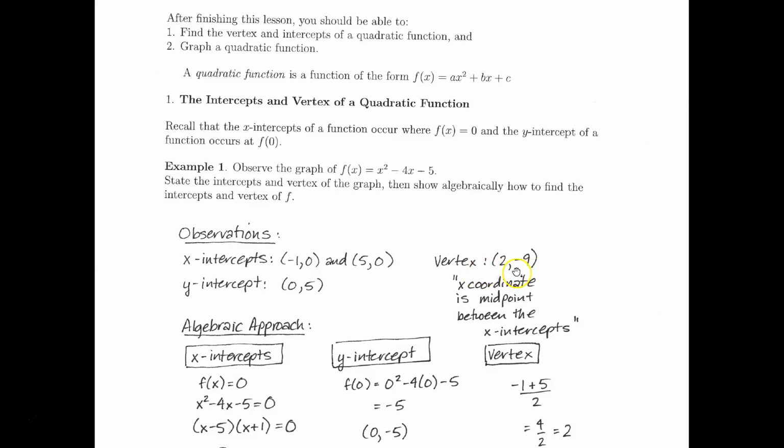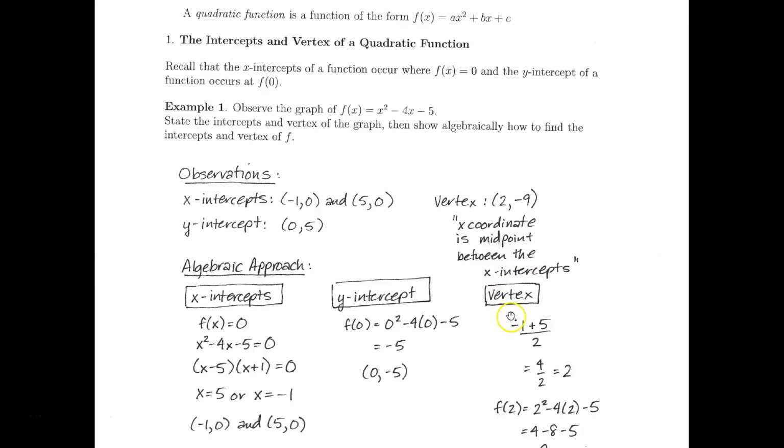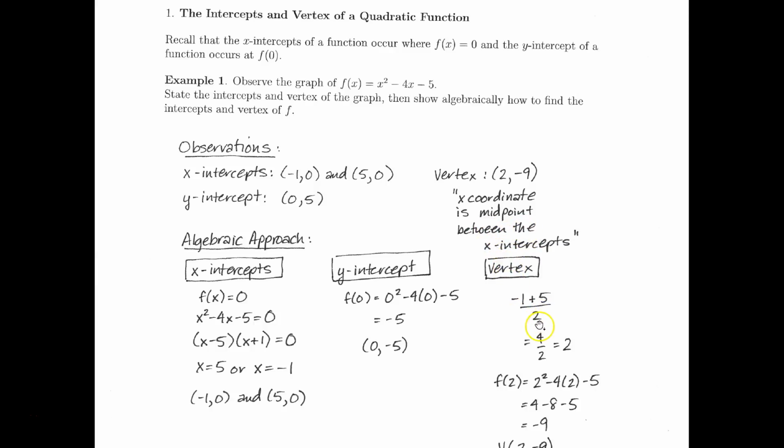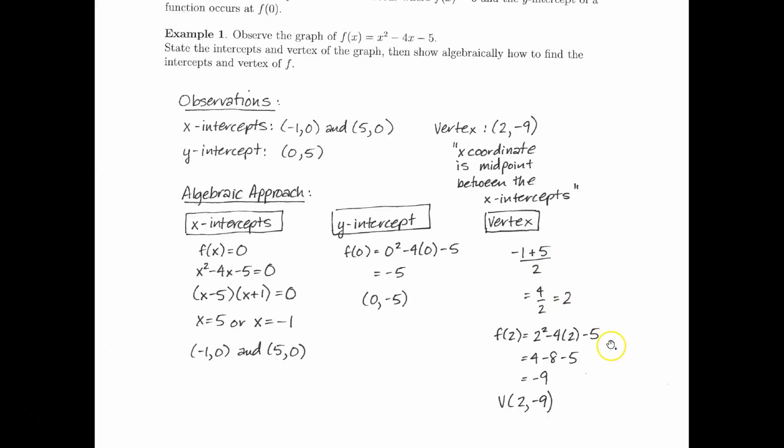We also saw that (2, -9) was the vertex, and we made the remark that the x-coordinate comes from the midpoint between the x-intercepts. So we figured out that when we took (-1 + 5)/2, we got x equal to 2 as the midpoint of those x-intercepts, and then we can evaluate the function at 2 to get -9, and the vertex would be (2, -9).